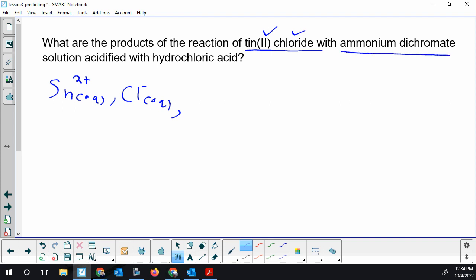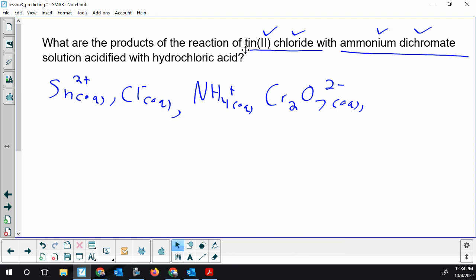Now I've got another ionic compound, ammonium dichromate. So ammonium is above the periodic table in the polyatomic ion section. Dichromate is also there: Cr2O7 2-. Got through that ionic compound, and it's been acidified with hydrochloric acid. So that's a strong acid that's going to 100% ionize. We're using the Arrhenius H+ version, and it would produce chloride, which is already on my list.